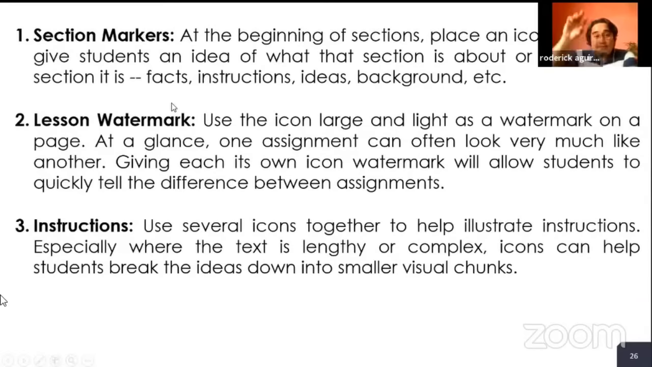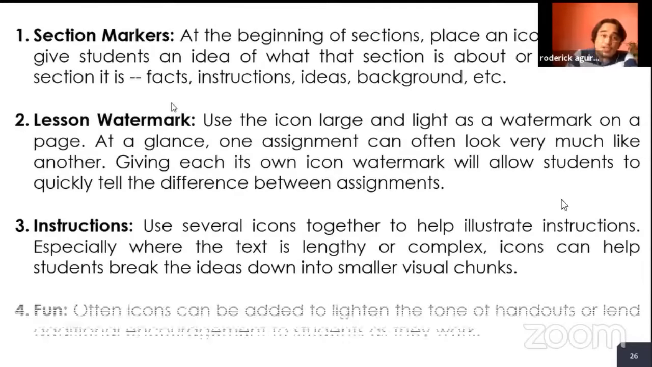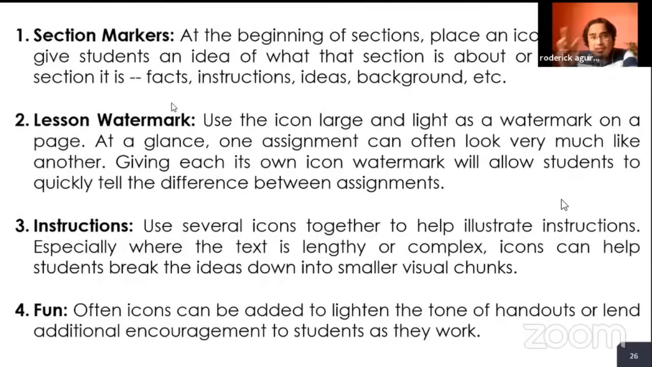So every type of activity would have its own icon. We just have to be consistent with the icon for a certain activity. Like for a collaborative activity, isa lang na icon yun. For independent activities and activity assessment, isang icon lang po yun. Icons support mental processing. Research would show that. So kung gumawa tayo ng module, dapat meron po tayong mga icons.